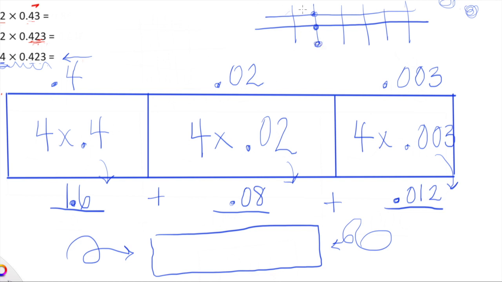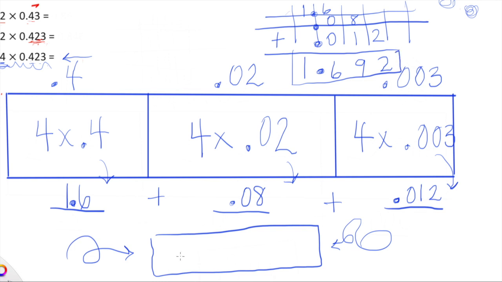Okay, so first we have 1.6, beautiful, and then we have 8 hundredths, 0.08, and then we have 0.012 or 12 thousandths. Okay, so we're adding these up, 3 partial products. Let's evaluate what we have in each column. Well, nothing plus 2 is 2. 8 plus 1 is 9. 6 plus 0 and 0 is 6. Don't forget our decimal, and then we have a 1. Okay, so our final product here, friends, is 1.692.